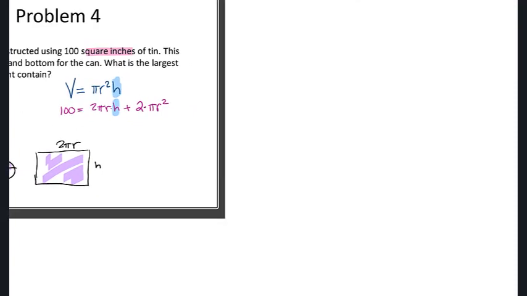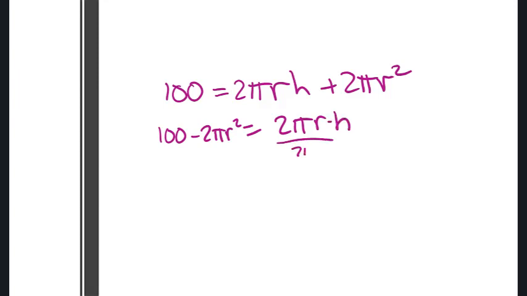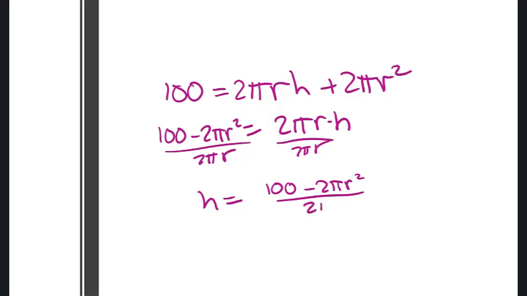I don't think we need the slide anymore, so I'm going to give myself a little bit of room to go. So let's start manipulating our 100 is equal to 2 pi r h plus 2 pi r squared. And let's solve for that h right there. So let's get everything away by subtracting over the 2 pi r squared. So we get 100 minus 2 pi r squared is equal to 2 pi r times h. Well, let's get that 2 pi r, let's divide it on over. What do we got here now? H is equal to 100 minus 2 pi r squared over 2 pi r.